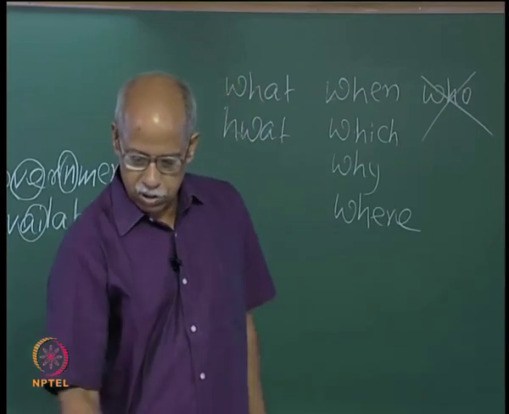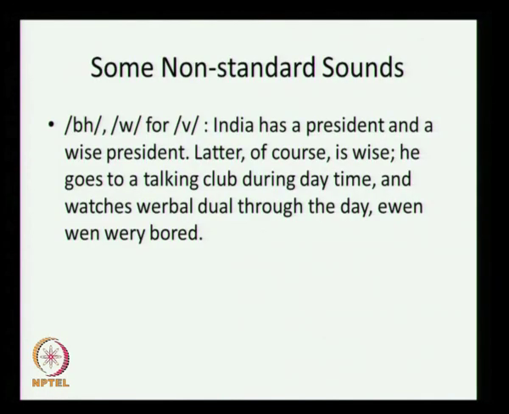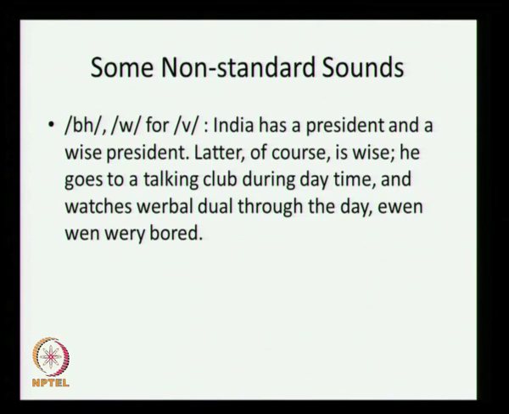Okay, please continue reading this sentence. Latter, of course, is wise. Come again, please. Latter, of course, is wise. He goes to a talking club during daytime and watches verbal duel through the day, even when very bored. Even when very bored. Okay? Right.